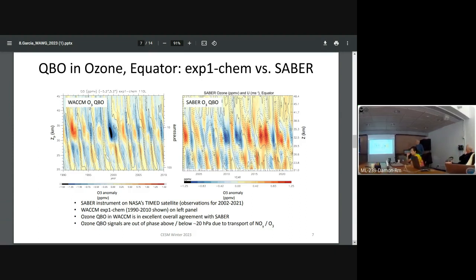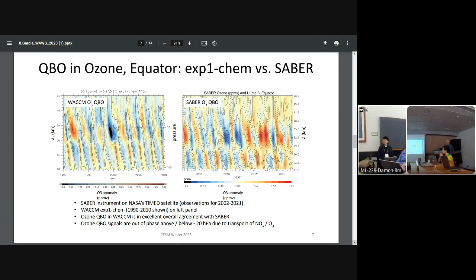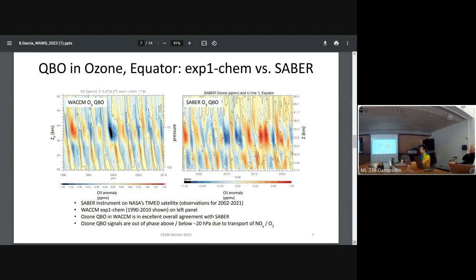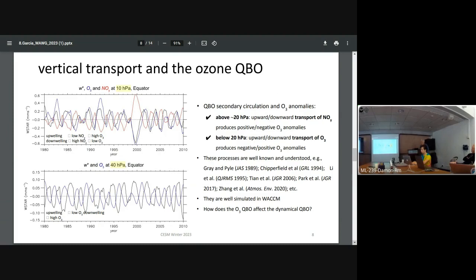So that it's easier to compare the two things. But what you see is essentially a QBO in ozone that is pretty much out of phase in the lower and upper stratosphere, and that descends as the QBO winds descend. And the amplitudes and the rest of the behavior are very similar in WACCM as in this set of observations. So we're pretty confident that we are doing a good job with the QBO in WACCM. So what accounts for this behavior?